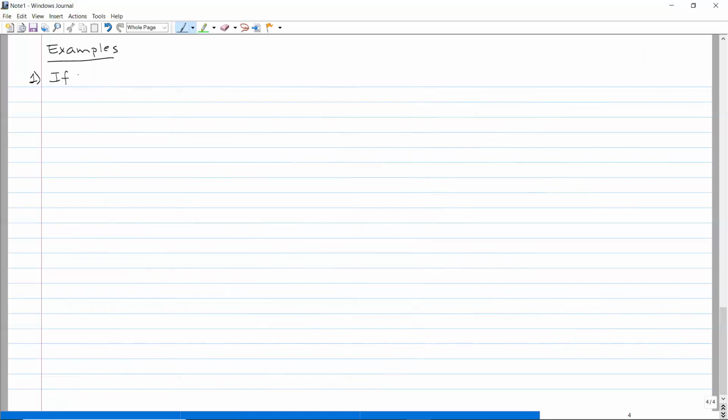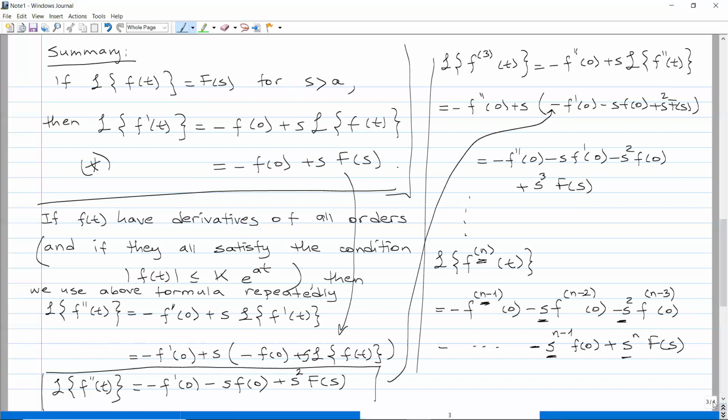So let's say we have a differential equation, second derivative of y minus 5 times y prime plus 4y equals cosine 3t. But we need initial conditions. You see why we need the initial conditions. For the first derivative, I need to know f of 0. For the second derivative, I need to know f of 0 and f prime 0. And in general, for the nth derivative, I need to know f of 0, f prime 0, up to the n minus first derivative of f at 0.